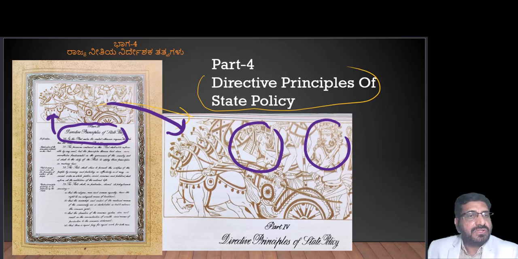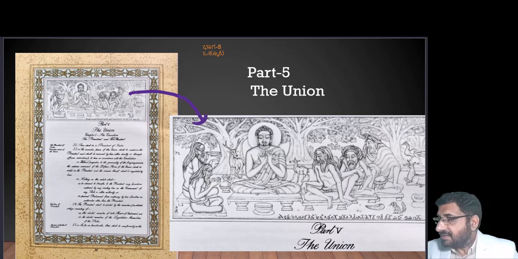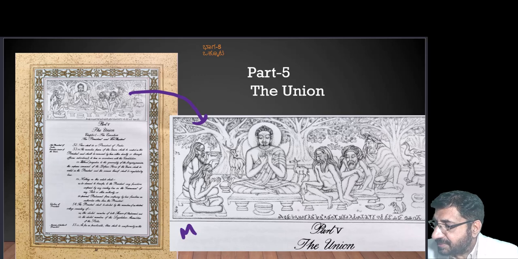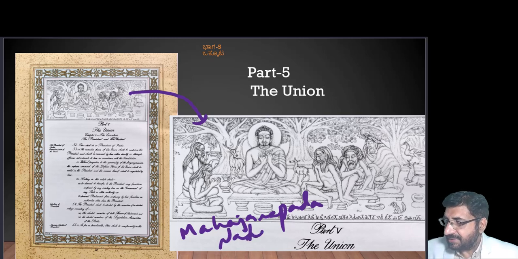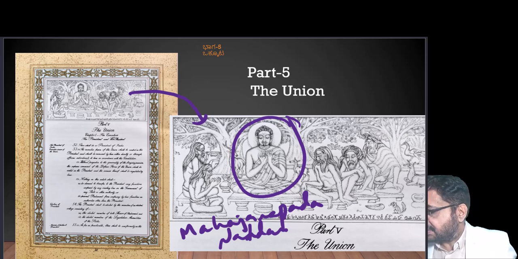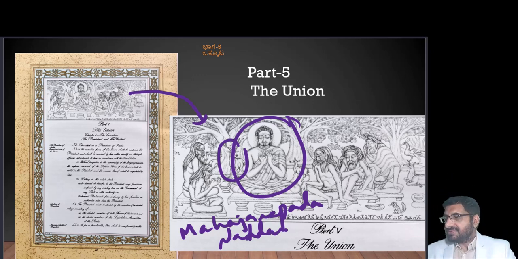Okay, next we'll move on to part 5. Part 5 is about the union. Union is part 5 and this wonderful scene is from, you can see Buddha here. Okay, Buddha belonged to which period? Mahajanapada, Nanda period, Nandas. Okay, so here is our enlightened man Buddha. You can see one deer is also there. In Deer Park he gave his first sermon. So that scene is this.